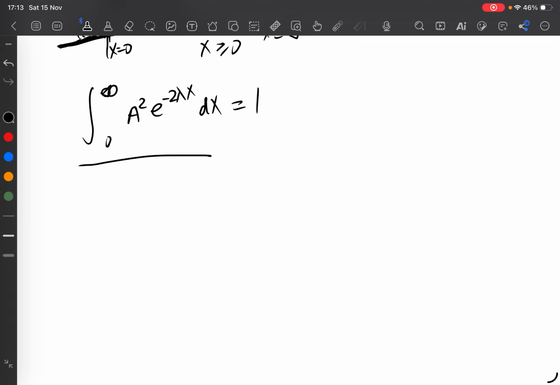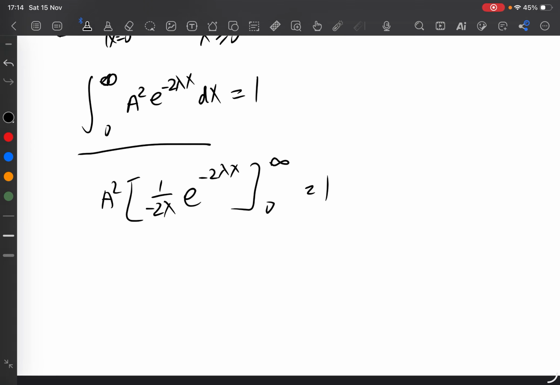To solve this integral, we get a squared times 1 over minus 2 lambda e to the minus 2 lambda x, from 0 to infinity, equals 1. Obviously at x equals infinity, e to the minus 2 lambda x goes to 0, and at x equals 0, we get e to the power of minus 2 lambda times 0, and minus and minus will be plus.